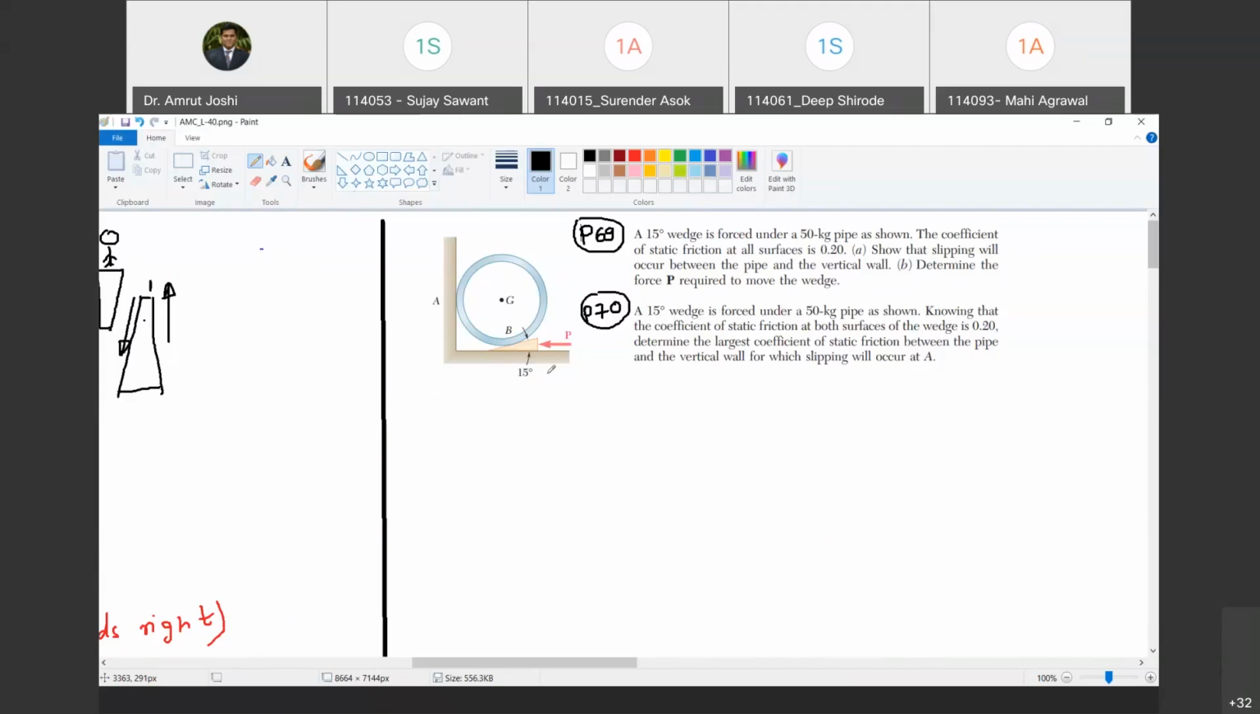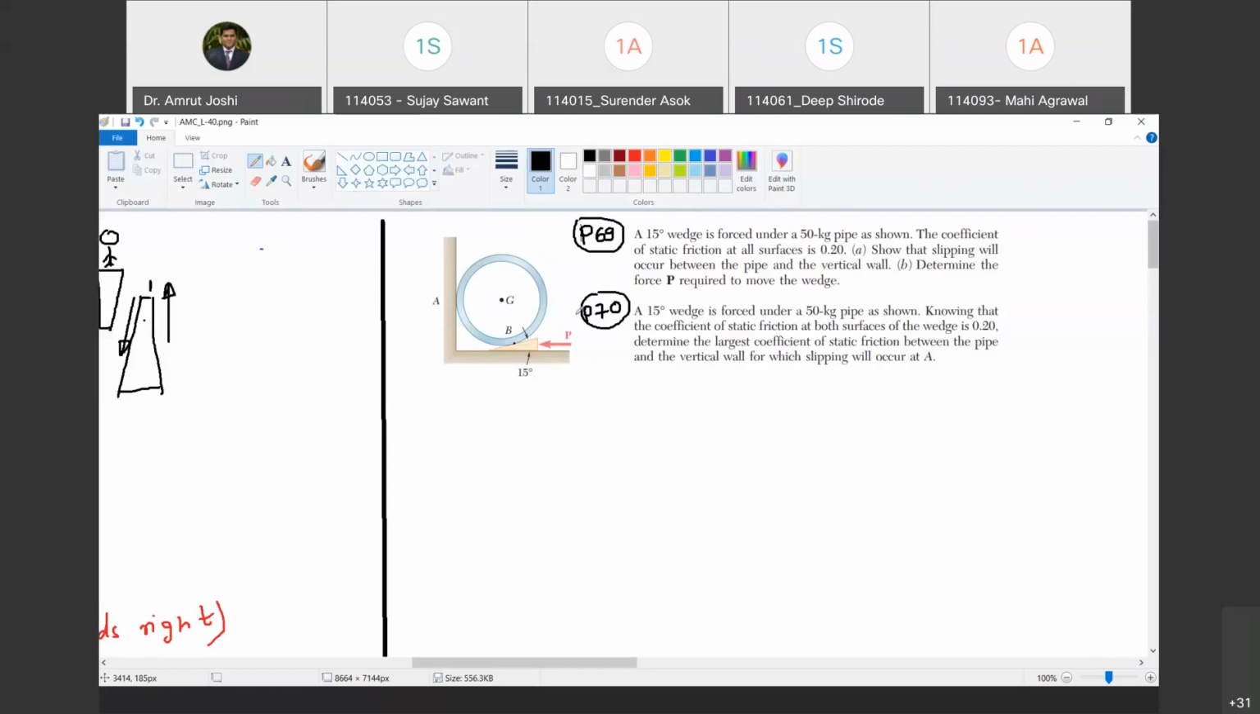Okay. So now let us try to assimilate what is being said in the problem. If the wedge has to move in, there are two possibilities. What are the possibilities? At surface B, there will be sliding. That is one of the possibilities. Are you with me? Yes, sir. There is a second possibility that there is no sliding at B at all, but this pipe itself rolls. Are you with me? Yes, sir. Rolling will start. So there are two possibilities. There will be sliding at B or there will be rolling at B. Do you agree with me?